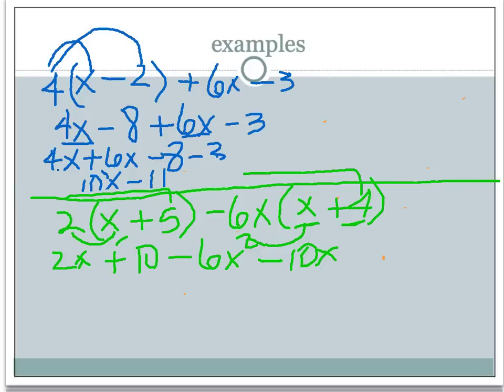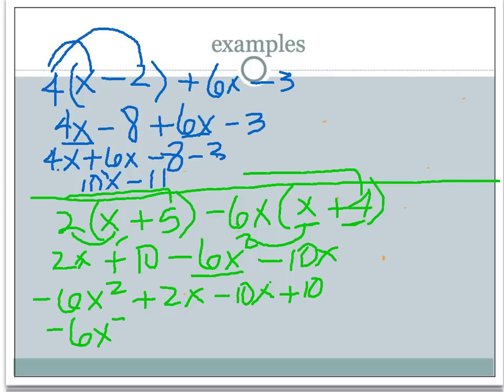I'm going to put this term in front because of this squared, so I have negative 6x squared plus 2x minus 24x plus 10. Now I can't combine the 6x squared with the 2x or the minus 24x because of the exponent. So I have negative 6x squared, 2x, I take away 24x, and that gives me negative 22x plus 10. And that is our answer. I can't simplify it any farther.